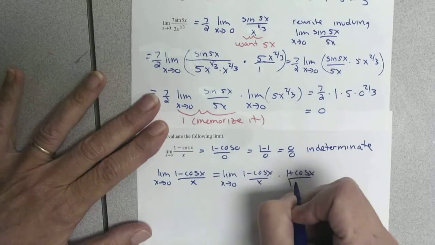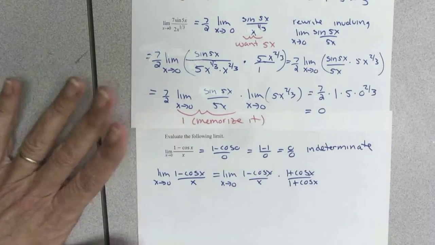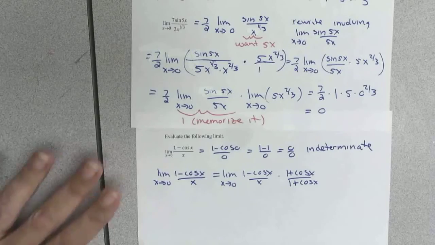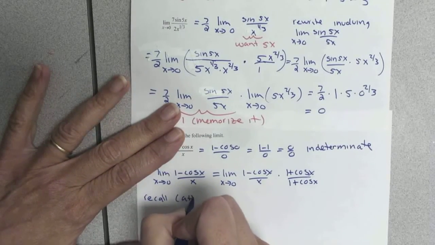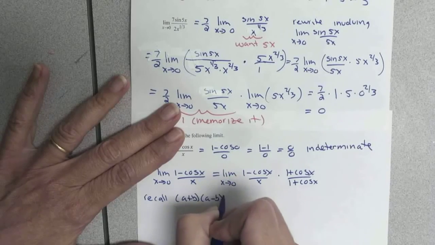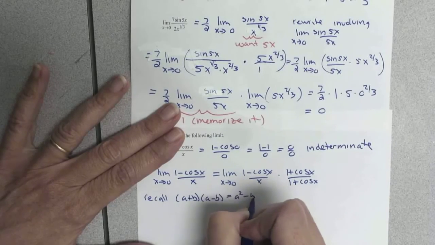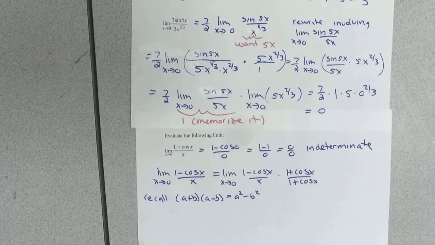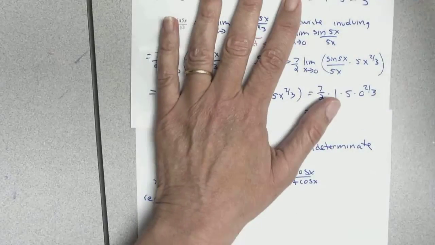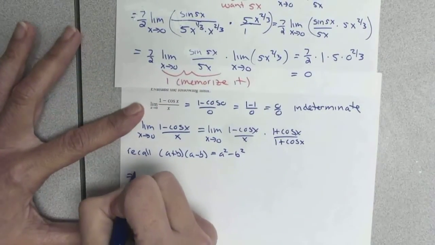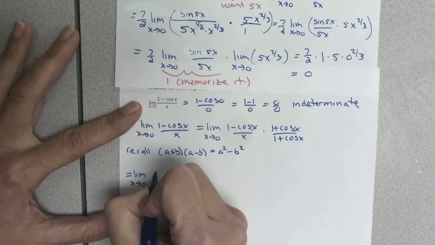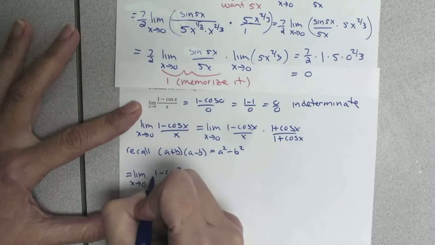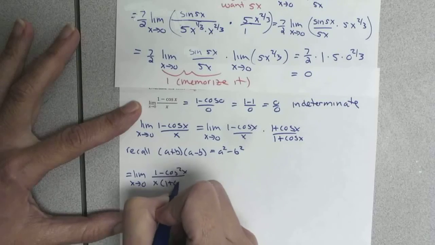I'm going to multiply numerator and denominator by the conjugate of the numerator. Now remember, when you multiply conjugates, same terms, different signs, you always get first term squared minus second term squared. So when I multiply these guys together, I'm going to get 1 minus cosine squared x over x times 1 plus cosine x.